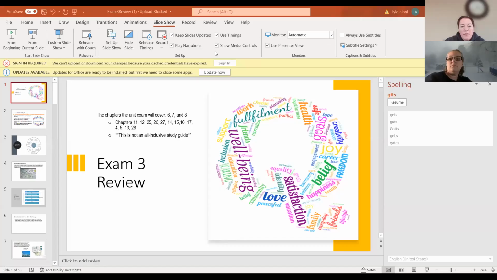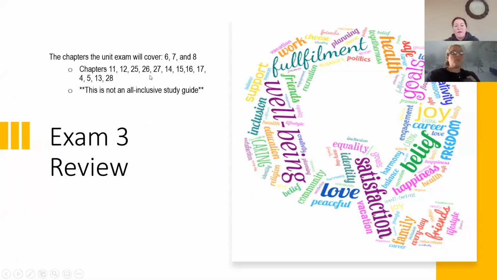Alrighty, here is our shared screen, and we're going to look at it from the beginning. It's going to cover 6, 7, 8, 11, 12, 25, 26, 27. It's a ton. 15, 16, 17, 4, 5, 13, and 28. So make sure, no, it's not an all-inclusive study guide, but it's pretty close.